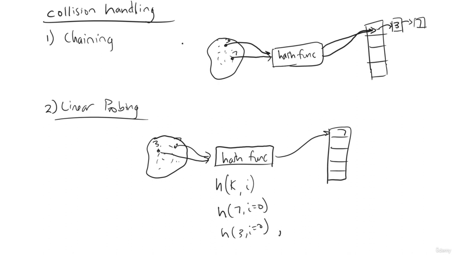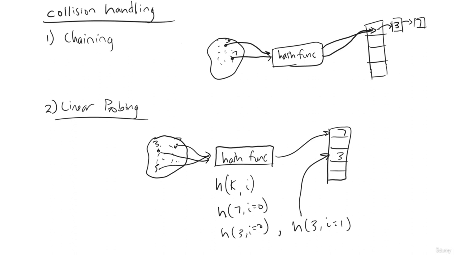And so now we're going to do the hash of 3 and increment I by 1, I equal to 1. And then maybe that gets us over here some way. Maybe it doesn't get us to the next slot, but maybe it gets us to a slot. Depending upon what the hash function is, it could put you anywhere in this table, but maybe it puts you right here.